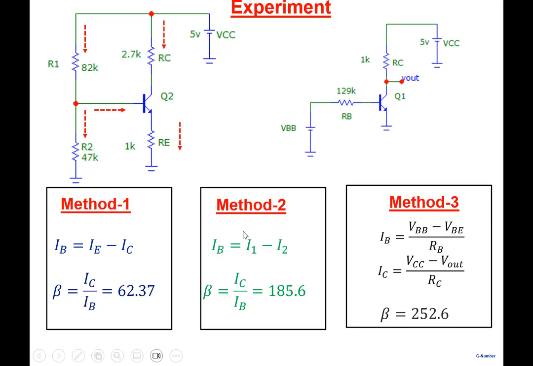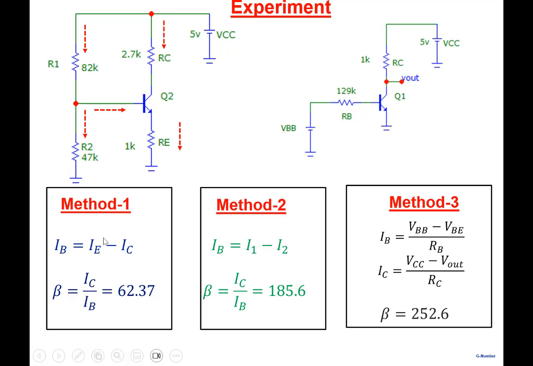And there's a problem with method 1 and method 2. The major problem with method 1 and method 2 is, as somebody said, look at the way the current is being measured. Look at the way IB is being measured. So beta is IC by IB. So IB is the difference between IE and IC. And the 2 currents, emitter current and collector current, are very close to each other.